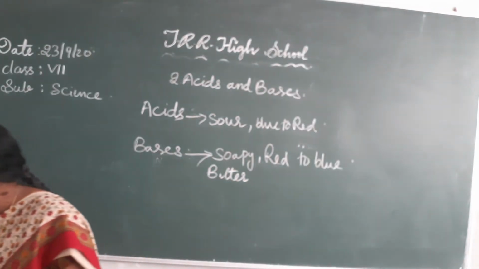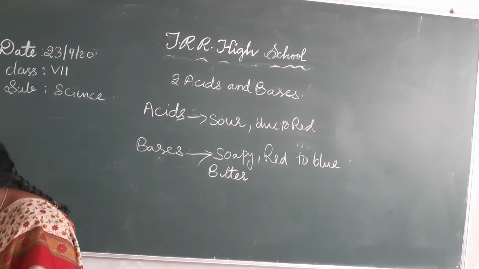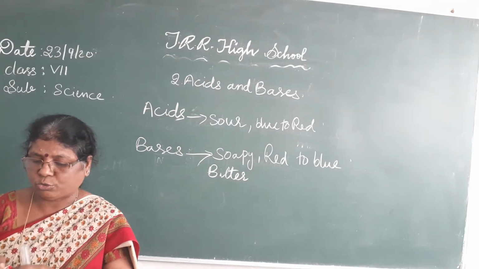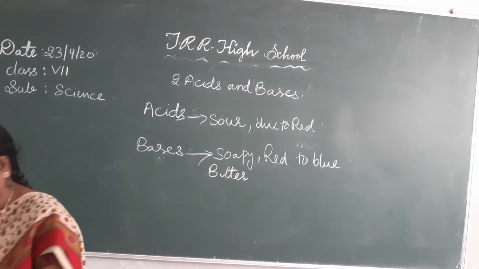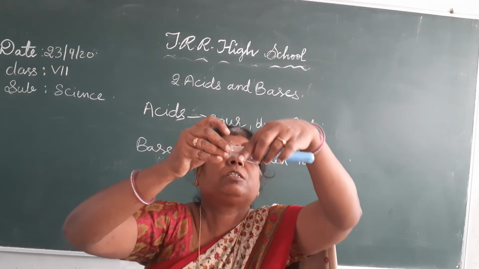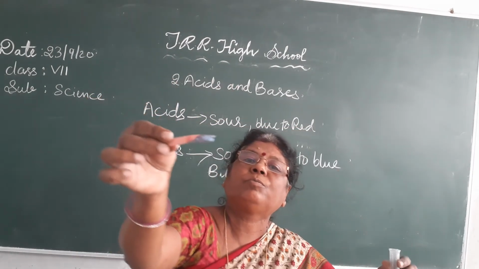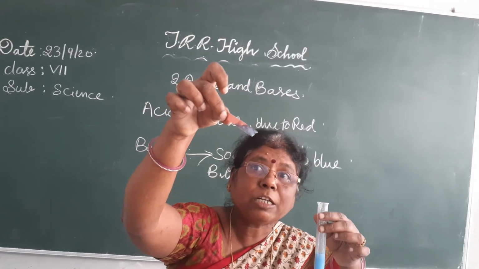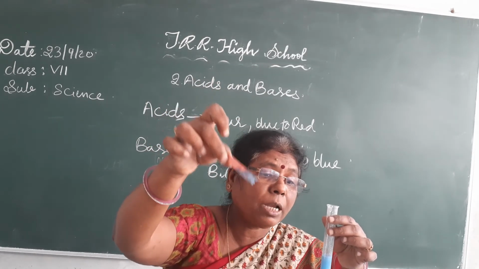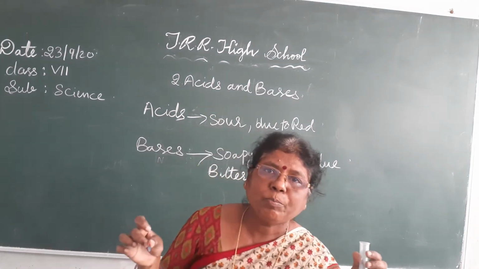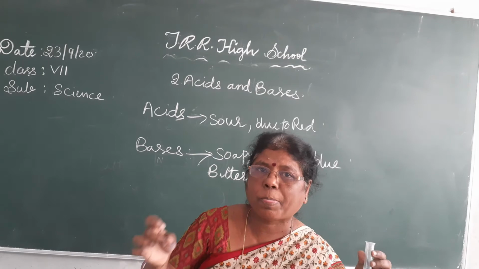Now here I am using detergent also. See, Surf. This is a detergent. See, immediately the color changes into blue. The red litmus paper changes into blue color. This indicates that detergents are basic in nature.